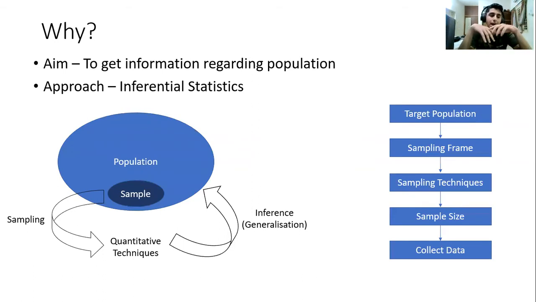We take the sample and apply quantitative techniques to study its characteristics. Using the inferences that we get, we try to generalize the details of the population. It can be any parameter that we can study about the population.